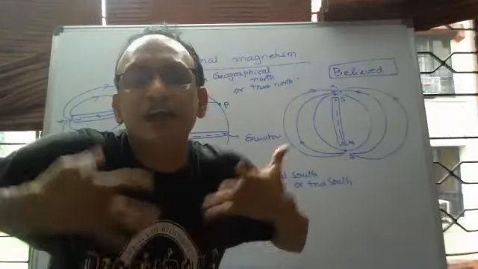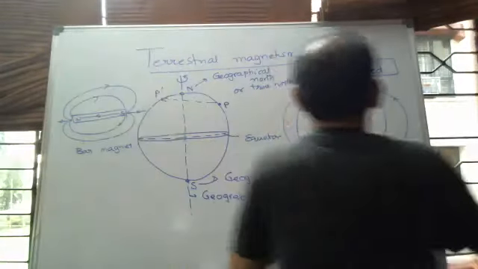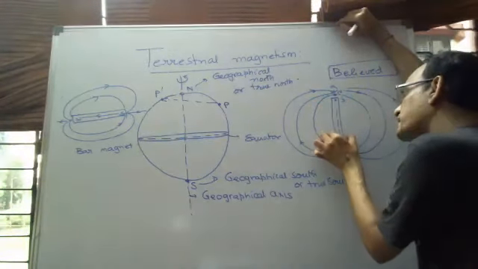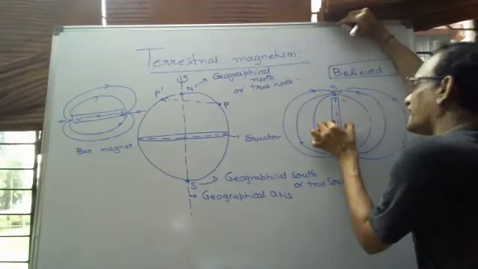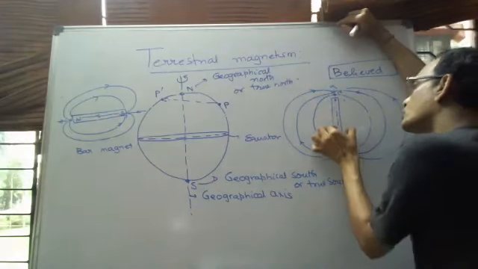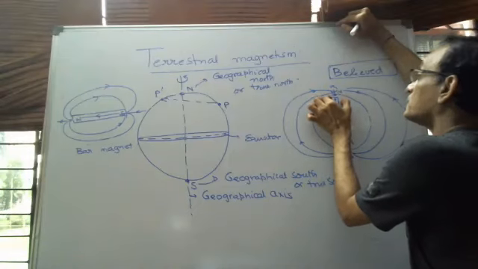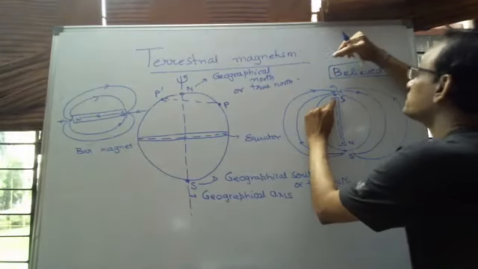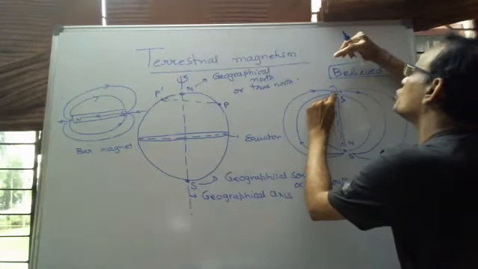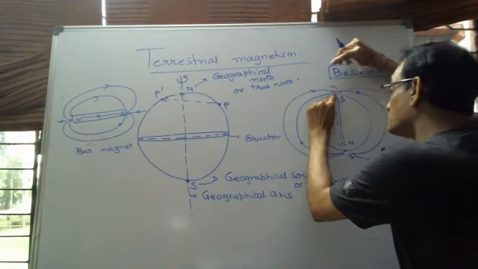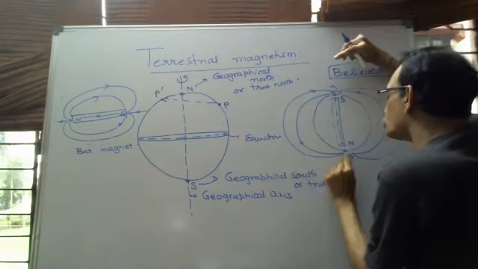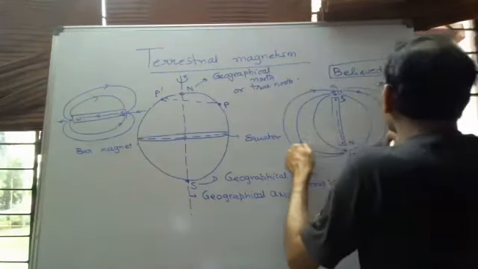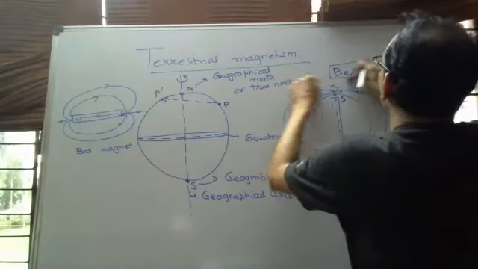So a very ideal assumption was that the Earth effectively behaves like a bar magnet placed along its geographical axis, with its magnetic south being closer to the geographical north pole of the Earth and its magnetic north being closer to the geographic south pole of the Earth, so that from this north pole the magnetic field lines emerge.